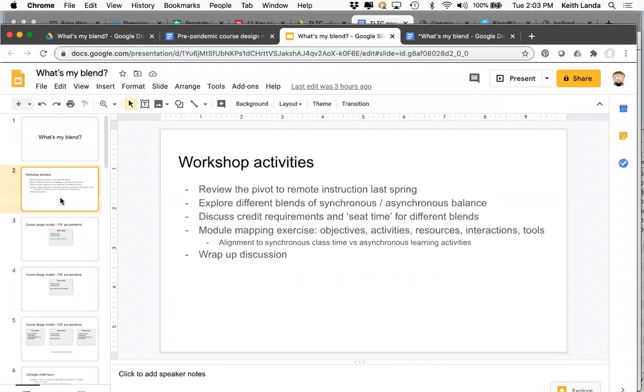What we'll be doing this afternoon is spending a little bit of time talking about the pivot to remote instruction last spring. I want to do that in the context of exploring different kinds of course designs, and how that can help us think about this balance between synchronous and asynchronous learning activities. I also want to spend a little bit of time talking about Carnegie credit requirements and how that works in some of these different models. As I said, there'll be a fair chunk of time in the middle of the session where you'll all have some time to work individually on this module mapping exercise, and we'll then follow it up with some wrap-up discussion.